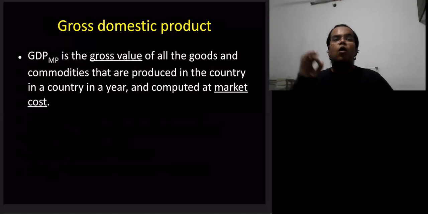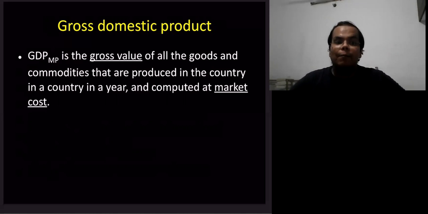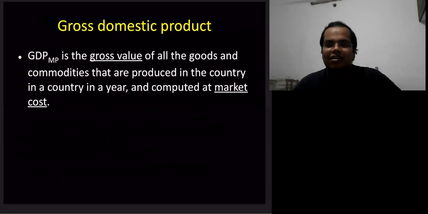All right. Now, what is GDP at MP? GDP at market price is the gross value of all the goods and commodities that are produced in the country in a year, and they are computed at the market cost. All right. So you can see the distinction right now.